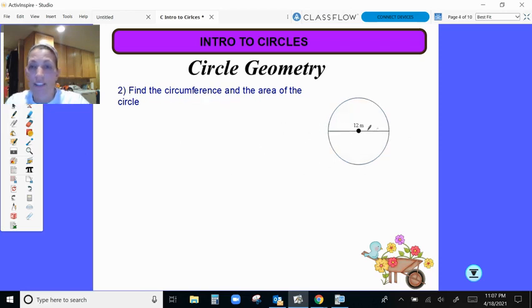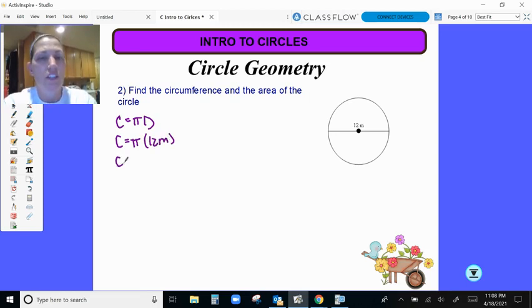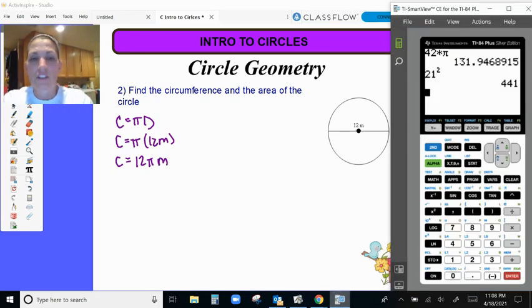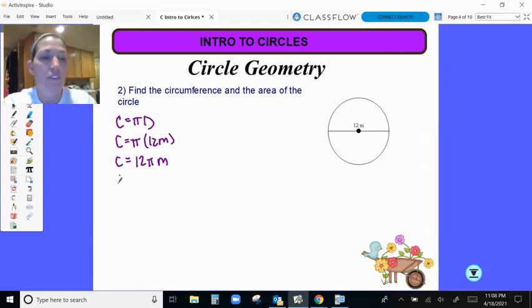So notice this time we're given the diameter. So this time, instead of using our 2 pi r, we're going to use circumference equals pi times diameter. And so circumference equals pi times 12 meters. So circumference is just going to be 12 pi meters. That's my exact answer. If I want an approximation, I would say 12 times pi, and that's about 37.7, right? So circumference would be approximately equal to 37.7.